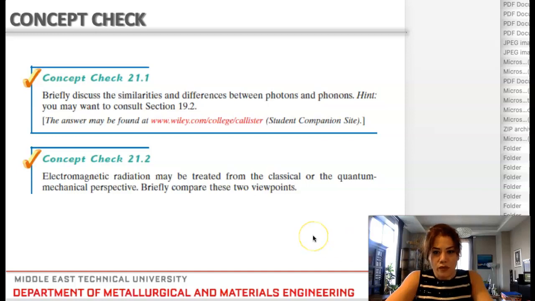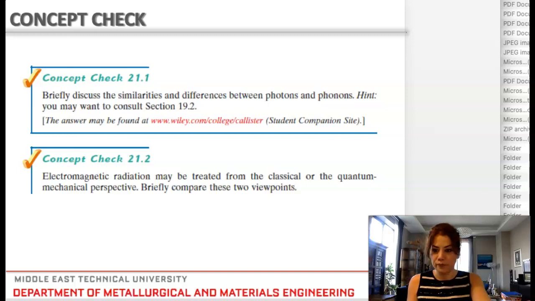Let's see the other concept check question. Electromagnetic radiation may be treated from the classical or the quantum mechanical perspective. Briefly compare these two points. Of course, another important difference from the previous question comes from this analysis. In the classical perspective, the electromagnetic radiation was assumed to be a wave, and it was assumed to exist in every energy level. But in the quantum mechanical perspective, it exists as a wave and a particle. And because of that dual nature, the energy of this radiation can exist in certain energy states and it can be quantized. That's the main difference.